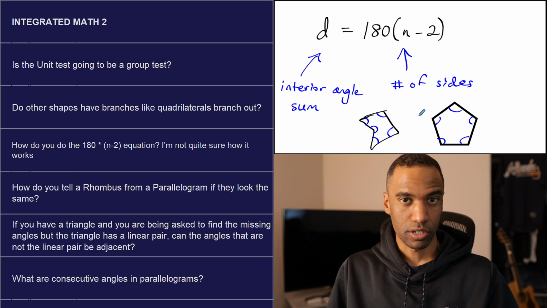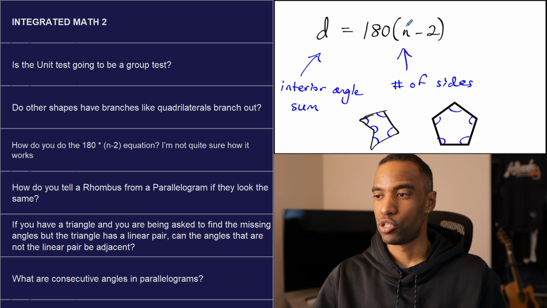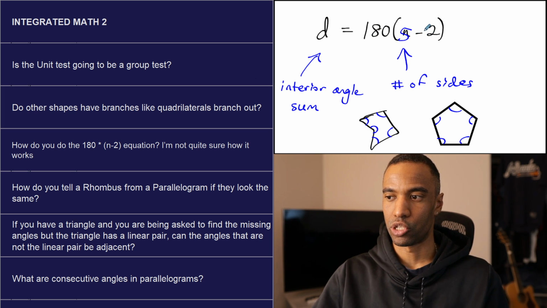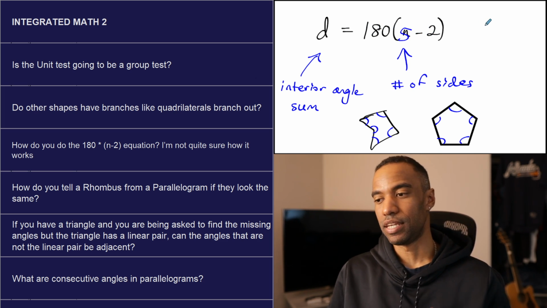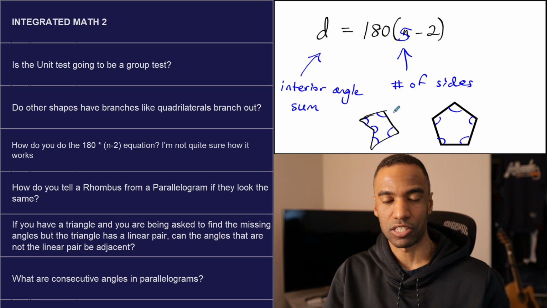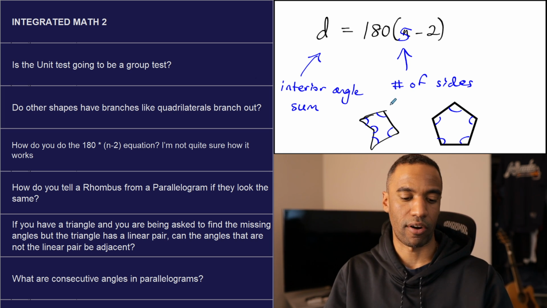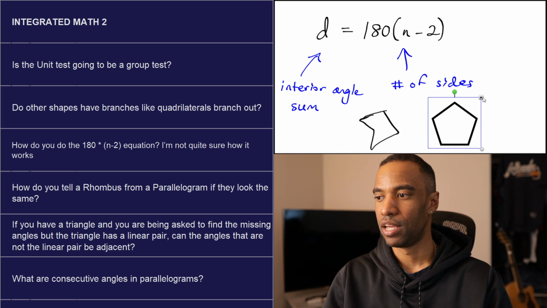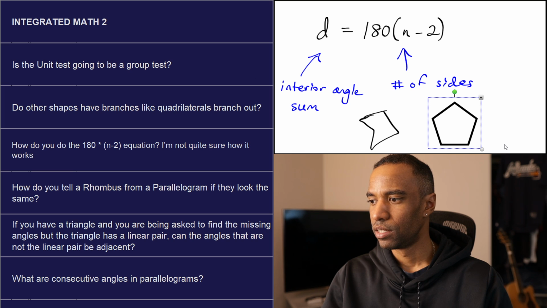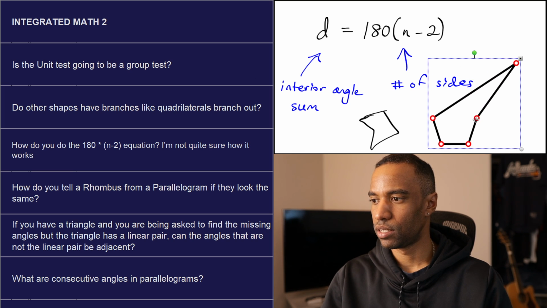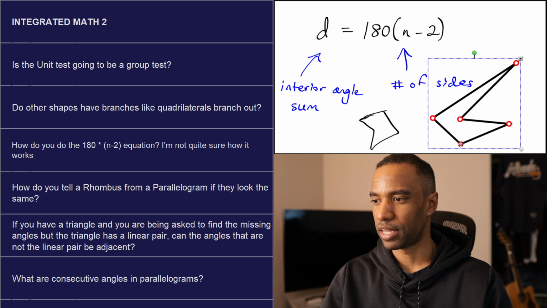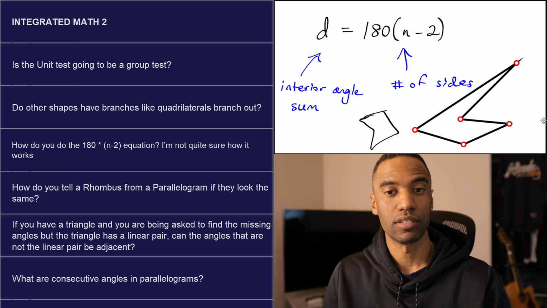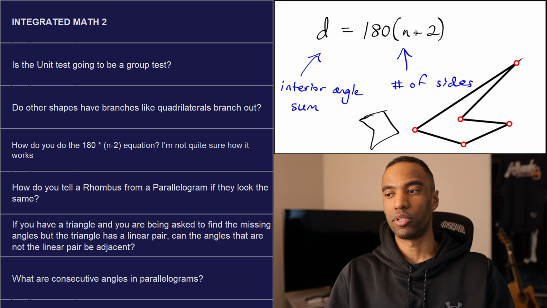It's 540 degrees. If I substitute 5 into this equation, 5 minus 2 is 3, 3 times 180 is 540. The interior angle sum of both of these is exactly and always 540 degrees, no matter how I manipulate the pentagon, no matter what I do to it. As long as it's a 5-sided polygon, it will always be that. If I take this thing and I do this to it, and change it like that, you know what its interior angle sum is? 540 degrees. And that's what the formula is doing.